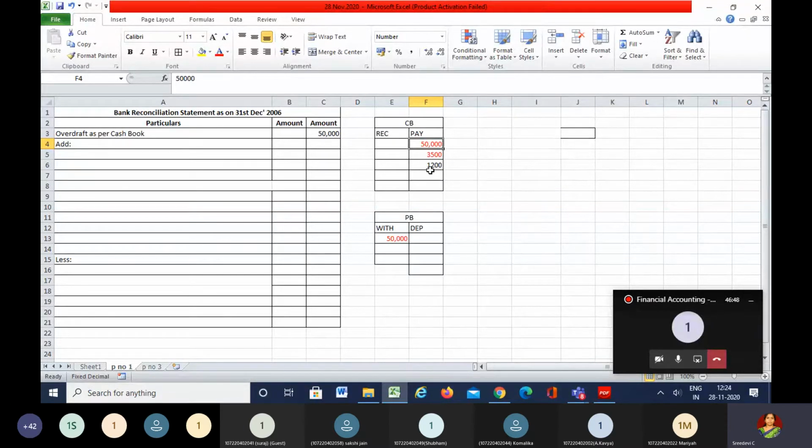So because of this, what is going to happen? The cash book is increasing and the passbook is decreasing. So if the passbook is decreasing, what is it that we need to do? We need to minus. So therefore, checks issued but not presented 4,700, right?